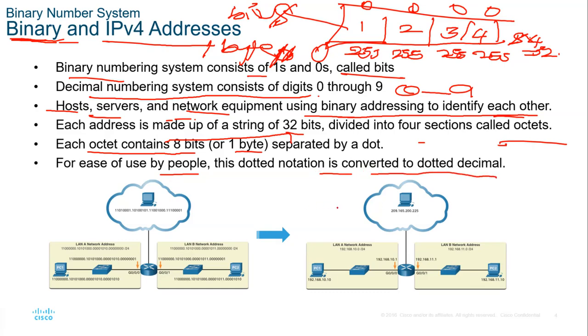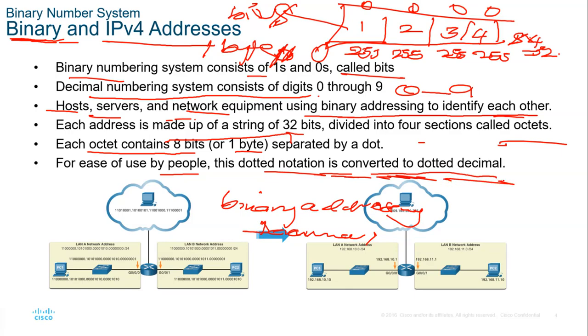For ease of use by people, the dotted notation is converted to decimal. The network devices understand binary addressing, but human beings, for us, we understand the decimal, or the dotted decimal values.